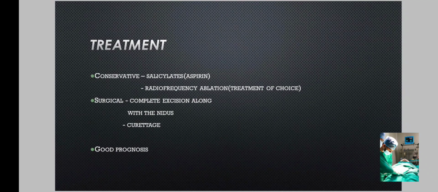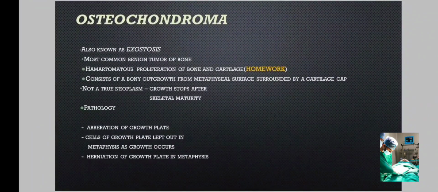When symptomatic relief is not achieved by all this conservative management, you have to go for excision of the lesion along with the nidus. Along with that, you have to add curettage to it as well, but it has a good prognosis. Now comes the osteochondroma. What's the common name that you know of? That is exostosis.